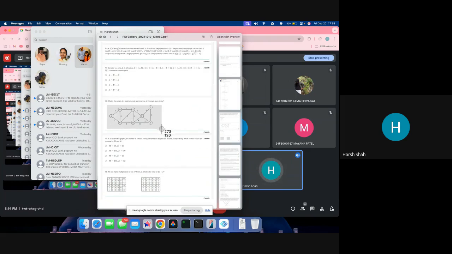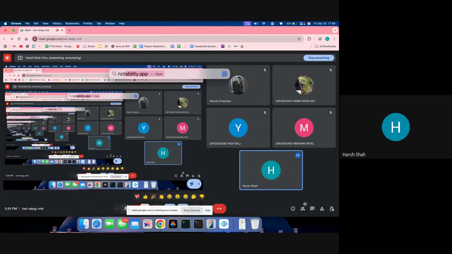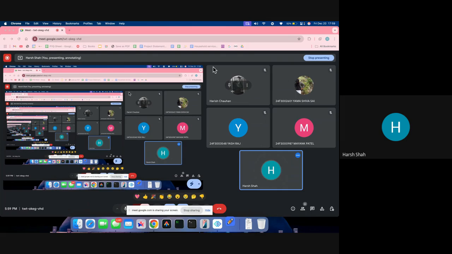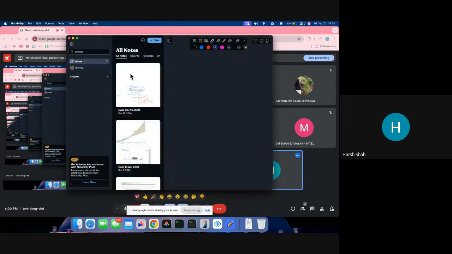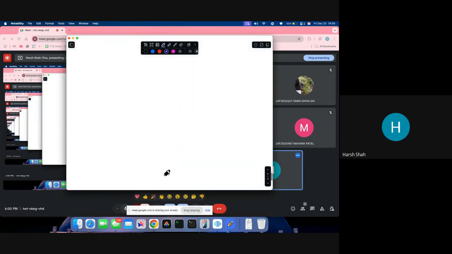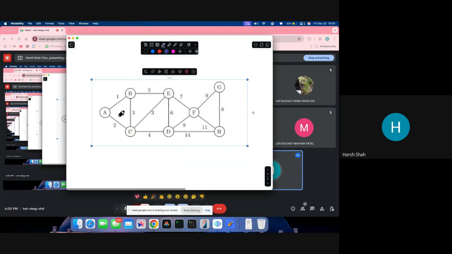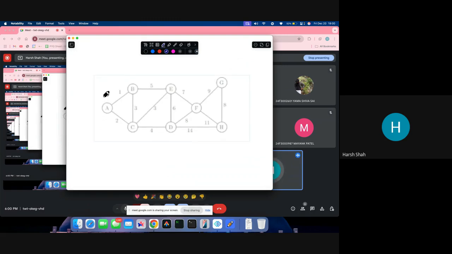This is what I have as my example. Now if you see, you have something like this, right? What I said, give each of them a component number. This is 0, 1, 2, 3, 4, 5, 6, 7. Right? Take the minimum edge.